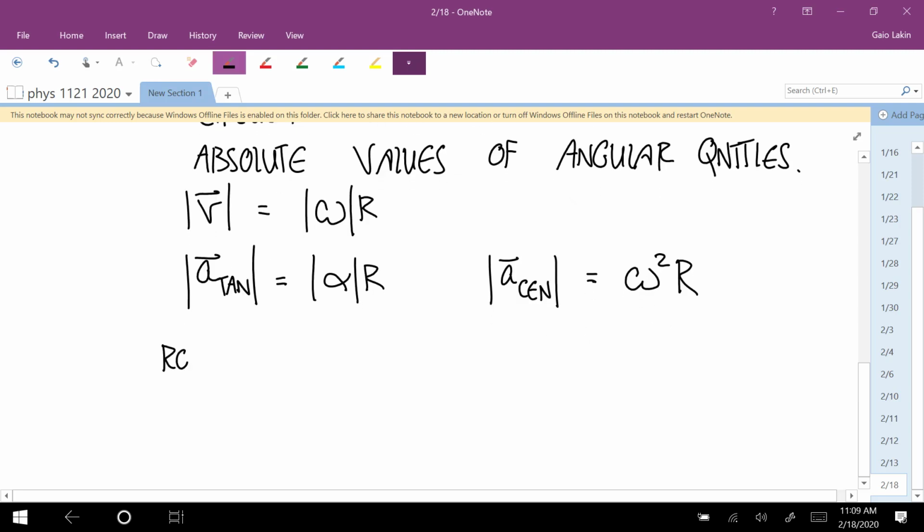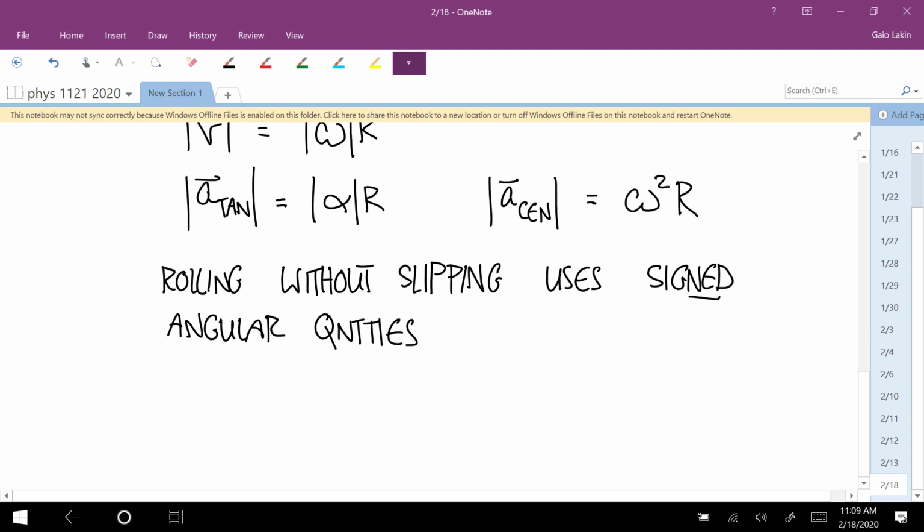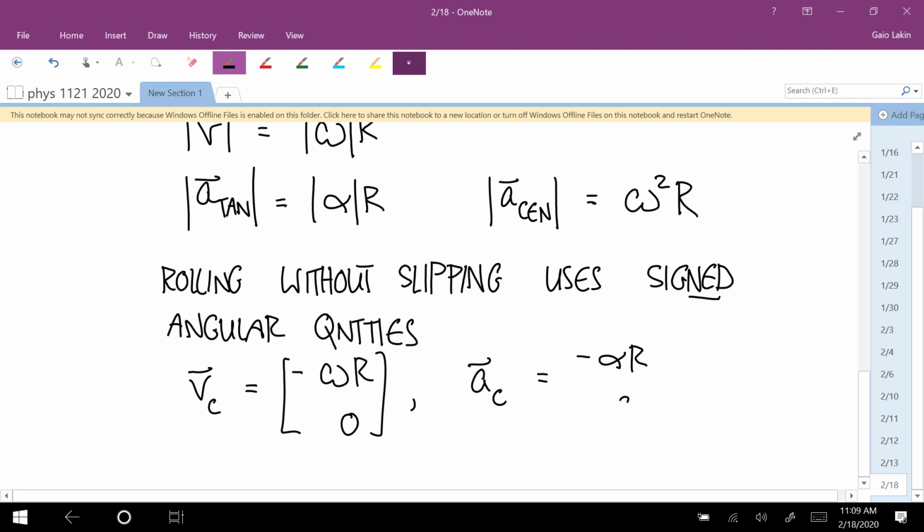Rolling without slipping uses signed angular quantities. So those are the ones that say the velocity of the center is negative omega r, 0, and the acceleration of the center is negative alpha r, 0.